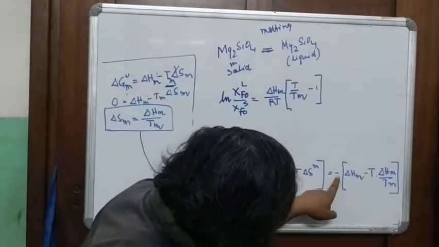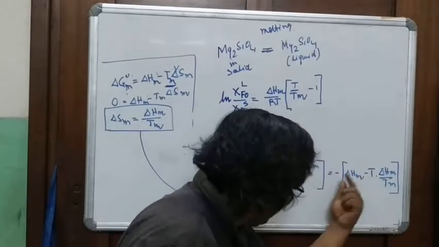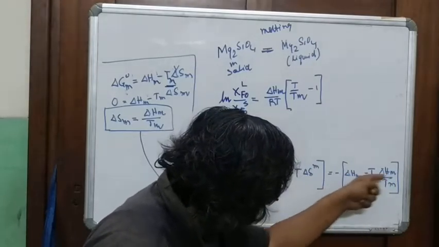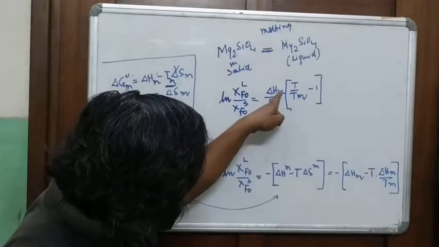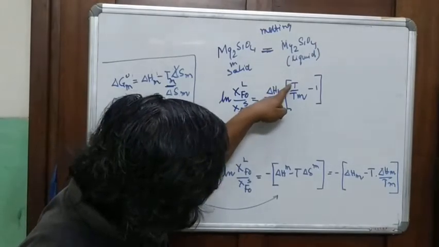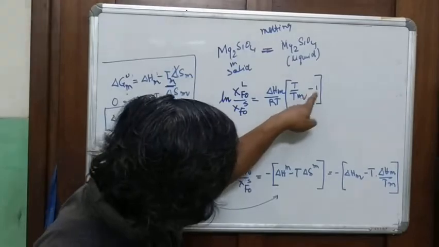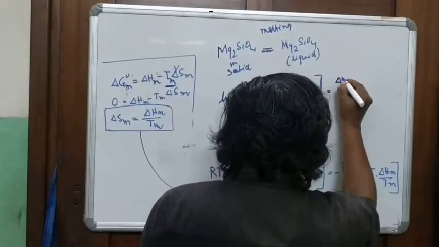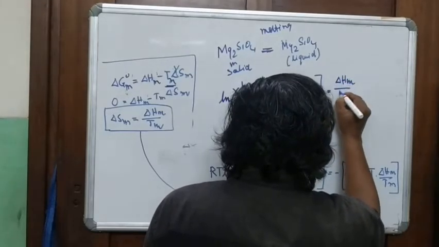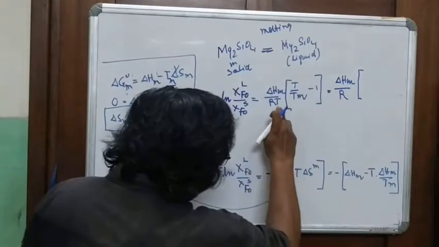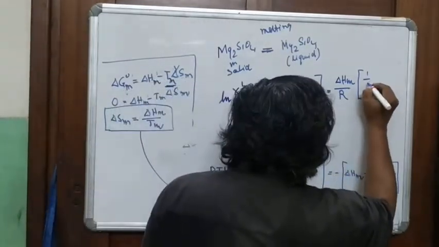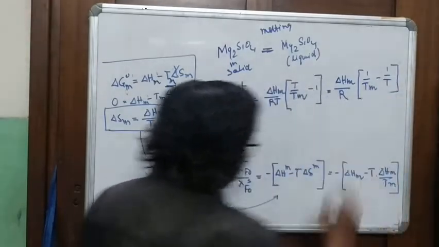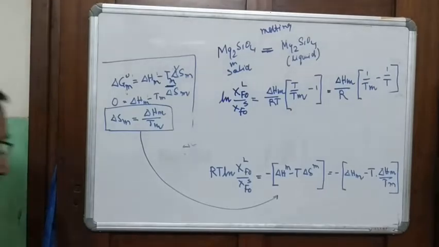But because of this negative sign here, if I reverse this term, then it will be this term first minus delta Hm. So if I do that, then delta Hm by RT would be equal to T by Tm minus 1. Or I can write this as delta Hm by R into, now if I take the T here, it will be 1 by Tm minus 1 by T. That should be the expression.